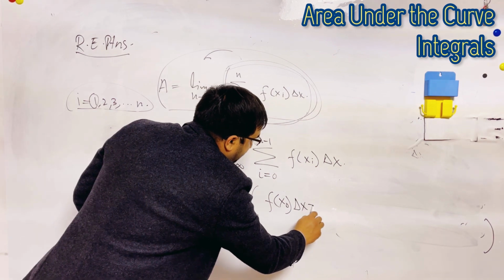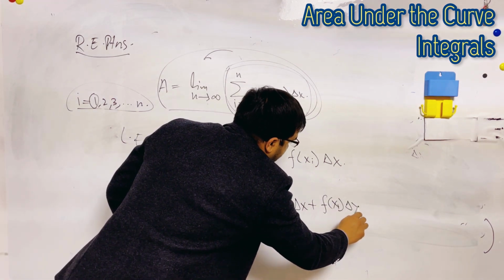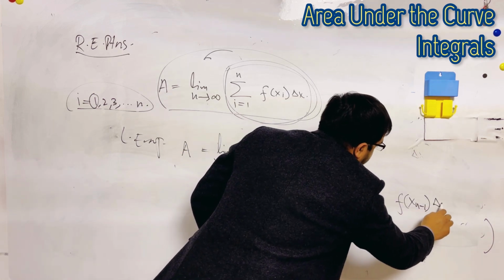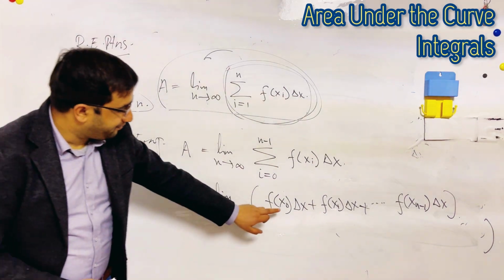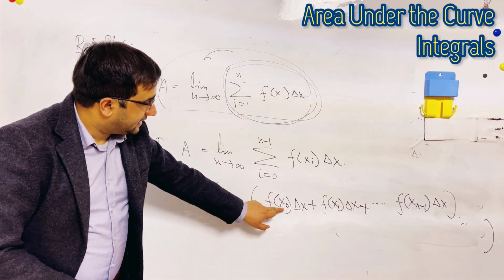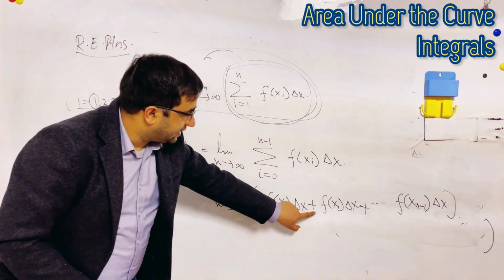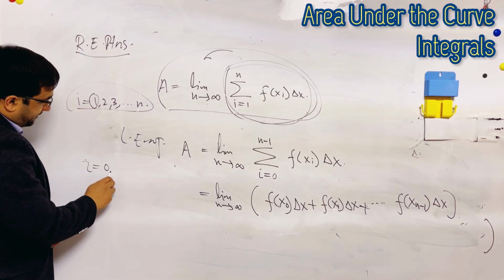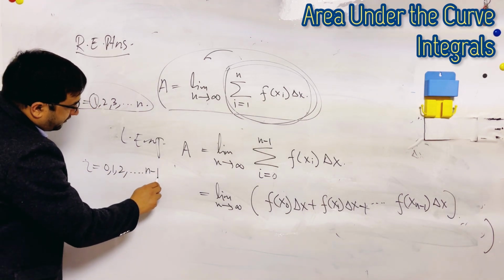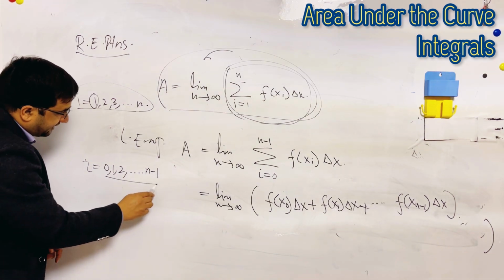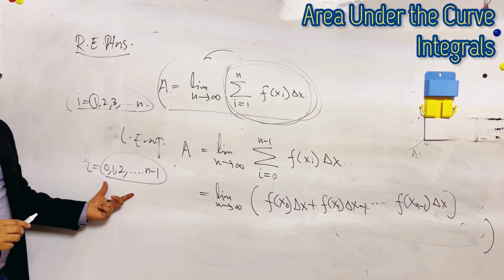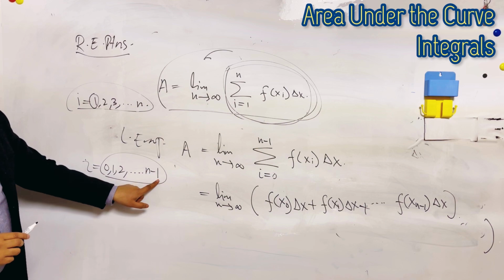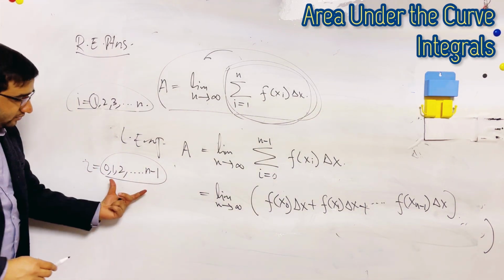So it is f of x naught delta x plus f of x1 delta x plus so on, and the final term was f of xn minus 1 delta x. When you pick up 0, it is f of x naught delta x. Plus is coming because of summation. The 0 is gone, the next value is 1. Now your i is 0, 1, 2, so on up to n minus 1. Again, the total number of terms is n. Here the additional term is 0, so the last index is 1 less than n.